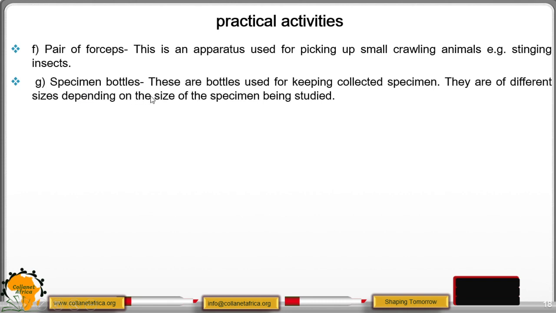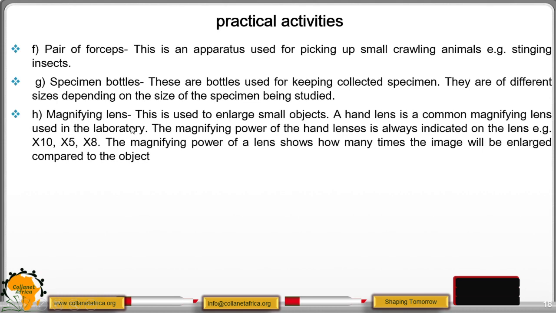Specimen bottle is the other apparatus, and these are the bottles used for keeping collected specimen, and they are of different sizes depending on the size of the specimen being studied. The other apparatus is called a magnifying lens. To magnify means to enlarge objects, and it is used to enlarge objects. A hand lens is a common magnifying lens used in the laboratory.